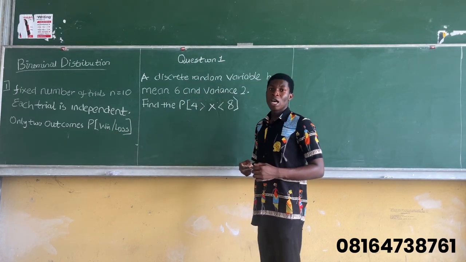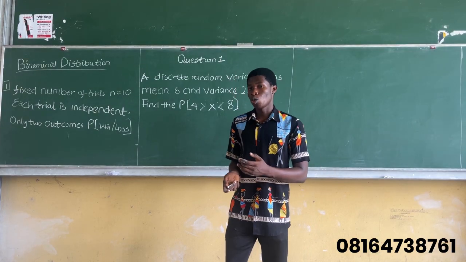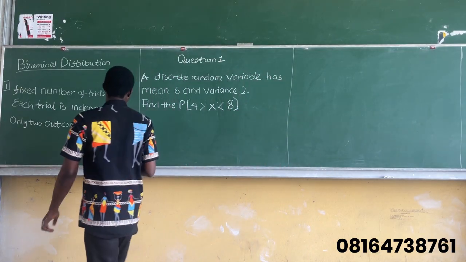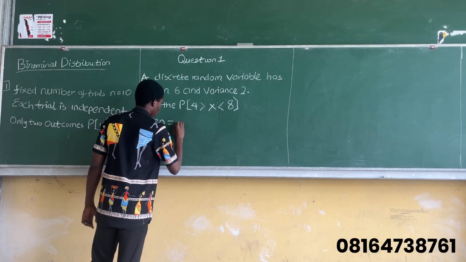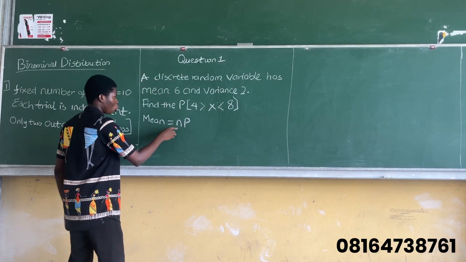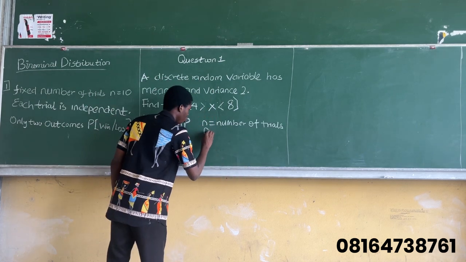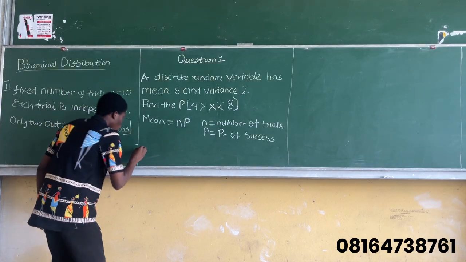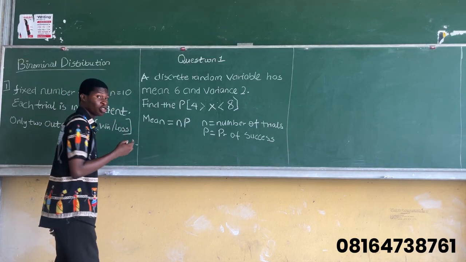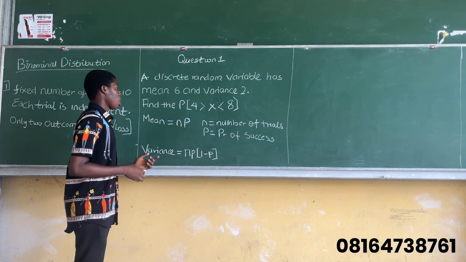So a binomial distribution has a mean, and also has a variance, which are represented with formulas. The formula for the mean is equal to np, where n is the number of trials and p is the probability of you succeeding. So now we have gotten the value of our mean. Also, a binomial distribution has the formula for variance. So this is the formula for variance.